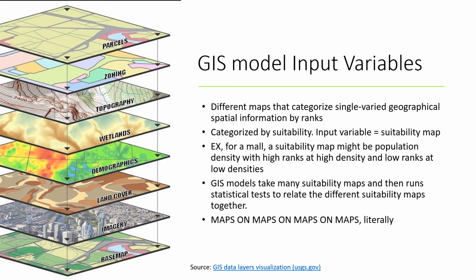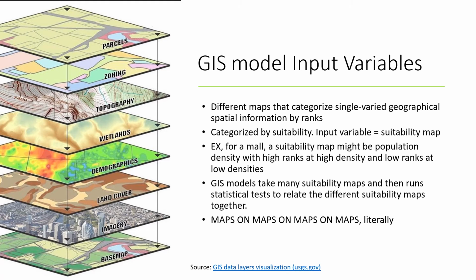Imagine you are planning to build a mall and you are looking at suitability maps. An insightful suitability map might be one of population density. The rank for the suitability map might be that higher population density is better than lower population density, because you want the mall to be economically sustained. Thus, a bigger population density infers more mall traffic, boosting your sales.